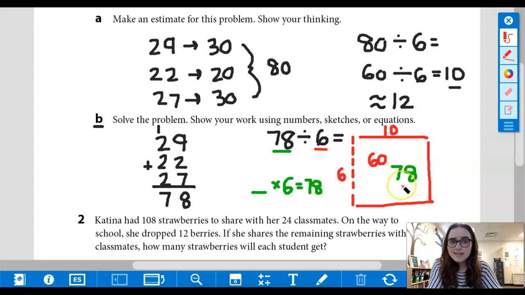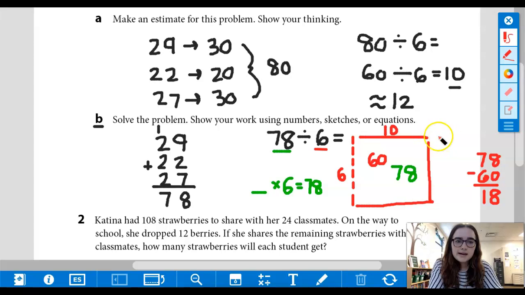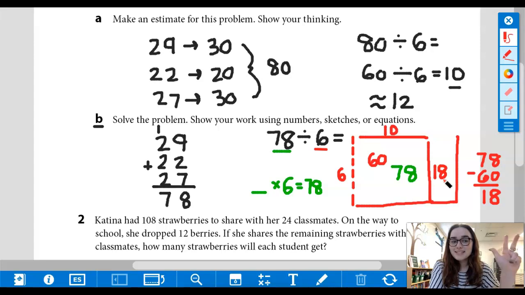But 60 isn't 78, so we have to figure out how much we still need. 78, the difference between 78 and 60, gives us 18. So we still need 18 added to our array. I want you to think about what our top side of our array would be here if we know this part needs to equal 18. How many 6's do I need to equal 18? Let's skip count. 6, 12, 18, 3. So the top part here, I'm going to have 3.